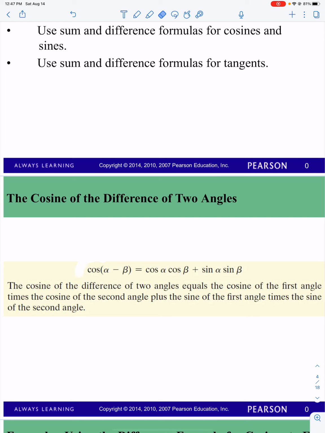So, cosine. What will be cosine of alpha minus beta? It's cosine alpha cosine beta plus sine alpha sine beta. And then what will be cosine of alpha plus beta? It will be cosine alpha cosine beta minus sine alpha sine beta.